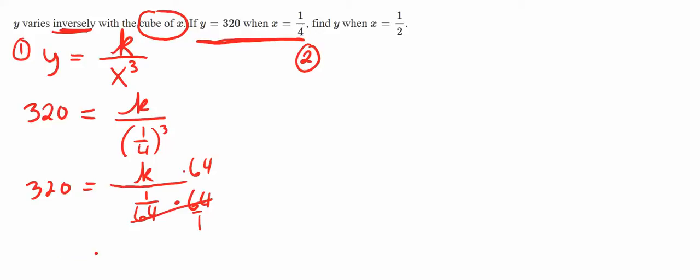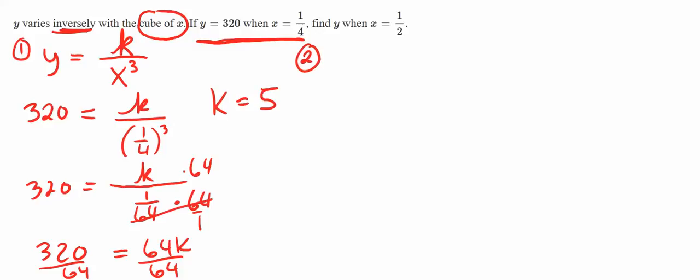let me erase that, there it goes. 320 is equal to 64k. Divide through by 64, and we get k equals, let's see if I do the work here. I think it's going to be 5. You guys check me here, but I think k is equal to 5.